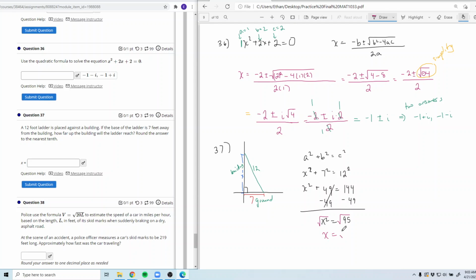All we got to do is the square root of 95, and it says round your answer to the nearest tenth or 1 decimal spot. So we type in the square root of 95 in our calculator, and rounded to 1 decimal spot is 9.7. And that's our answer.